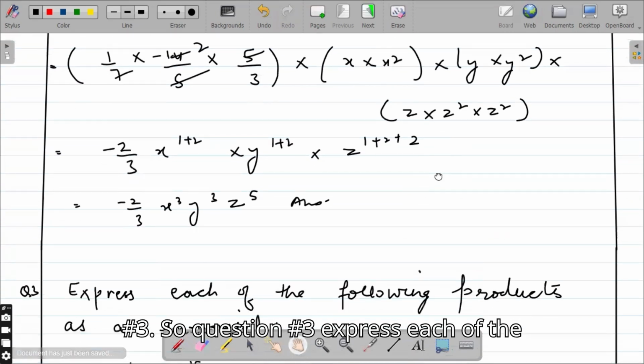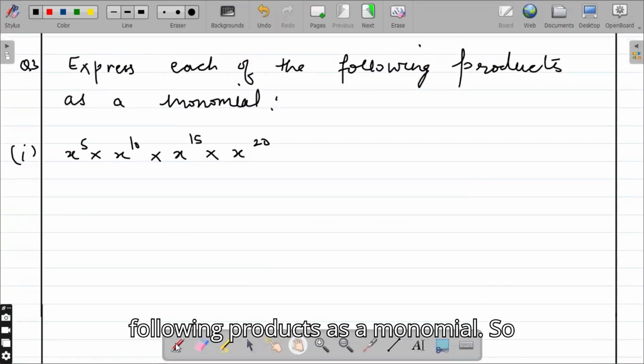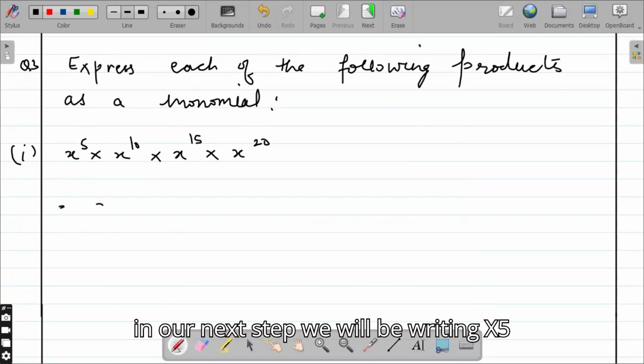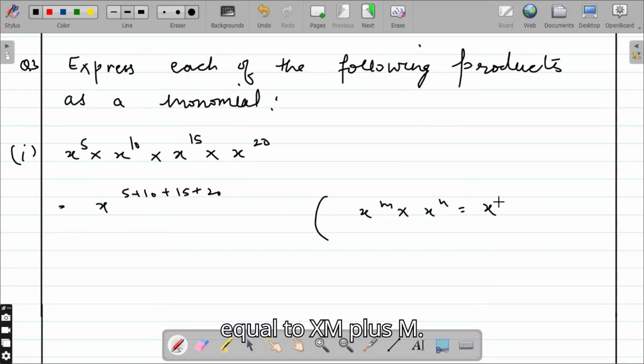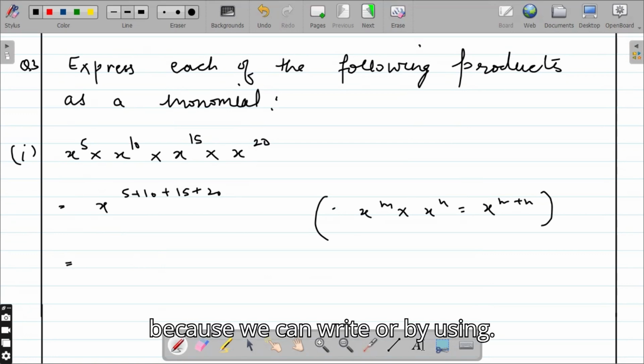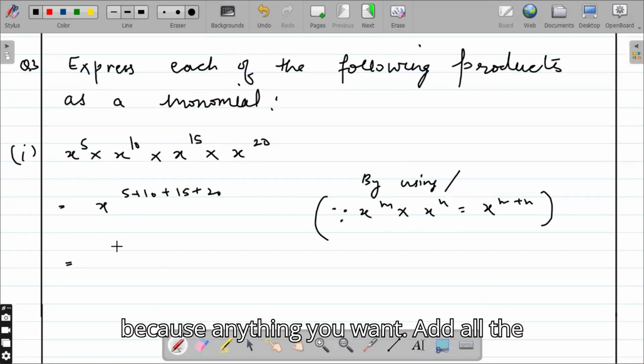Question number 3. Express each of the following products as a monomial. So in our next step, we will be writing x^(5 plus 10 plus 15 plus 20). We can write x^m into x^n equals x^(m plus n). You have to write this law, because we can write it by using it.